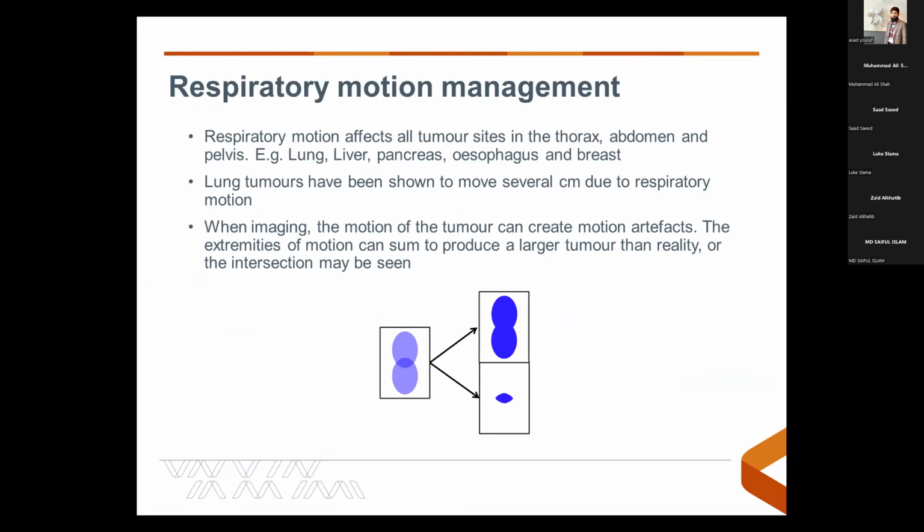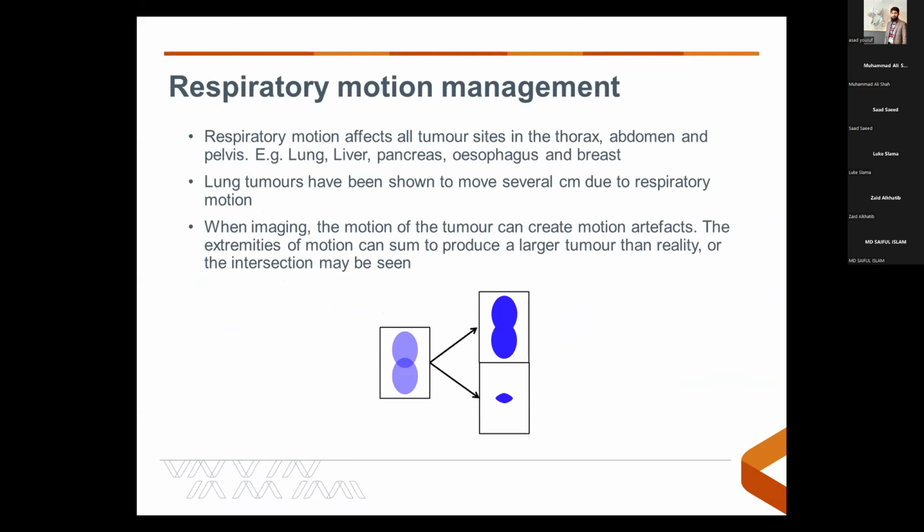Respiratory motion management. This is a very important part of treatment because respiratory motion affects all tumor sites in the thorax, abdomen, and pelvis, such as lung, liver, pancreas, esophagus, and breast. Especially lung tumors, which have been shown to move several centimeters during respiratory motion.